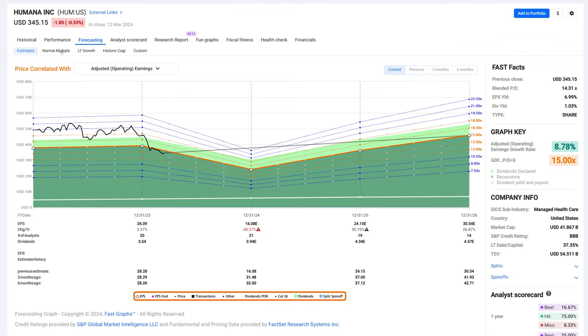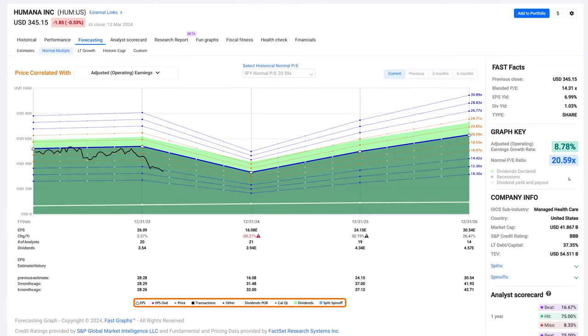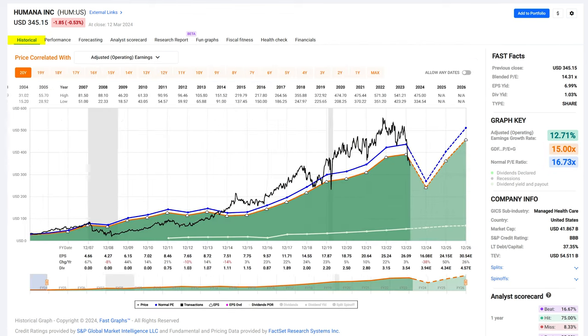But here's the other point. If we use the normal multiple that the analysts have applied, about a 20 multiple on this stock, let's go back to the historical and let's point that out.